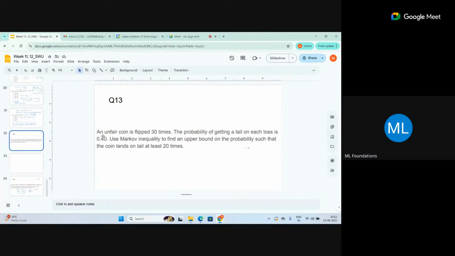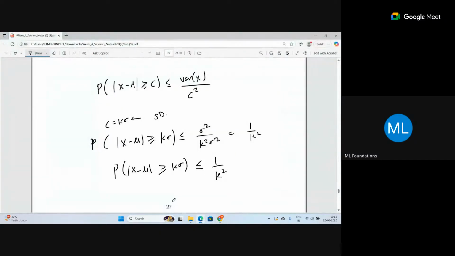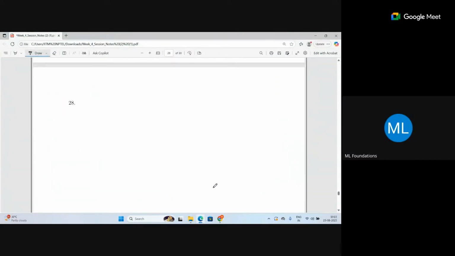What is given to me is an unfair coin flipped 30 times. The probability of getting a tail on each toss is 0.40. Use Markov inequality to find an upper bound on the probability that the coin lands on the tail at least 20 times. Okay, what does that mean? Let's try to understand that. What is the probability of success here?